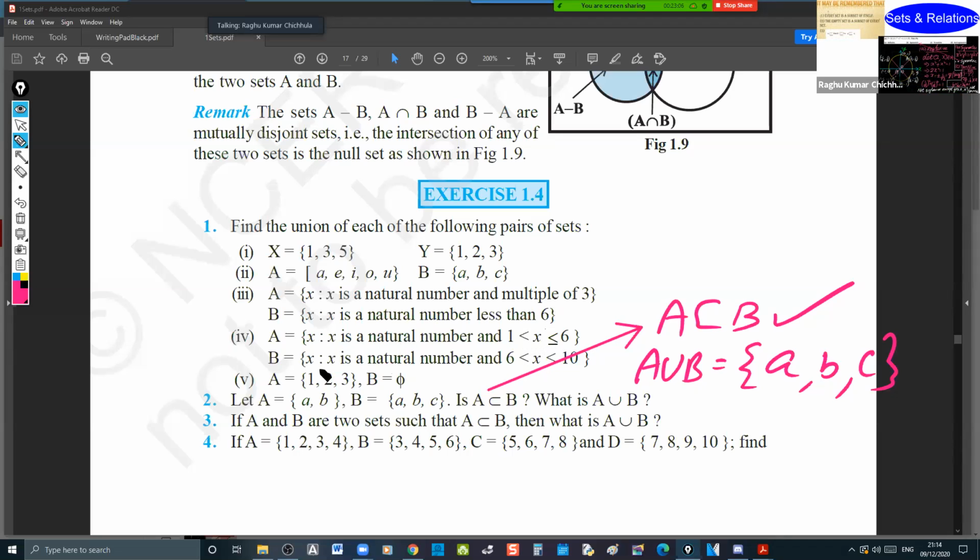Done. Fifth one, A is equal to 1, 2, 3, B is 5. Y is a null set. Null set. It is not an element. If it is an element, we will include it with this one. A union B is nothing but 1, 2, 3. Yes, sir.